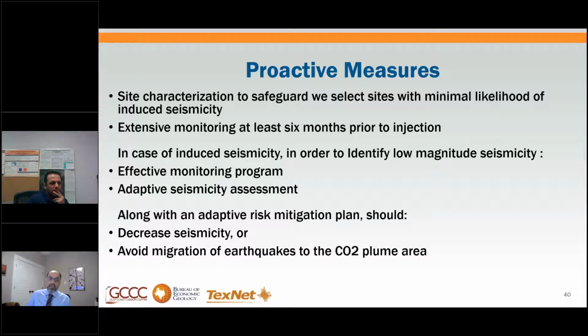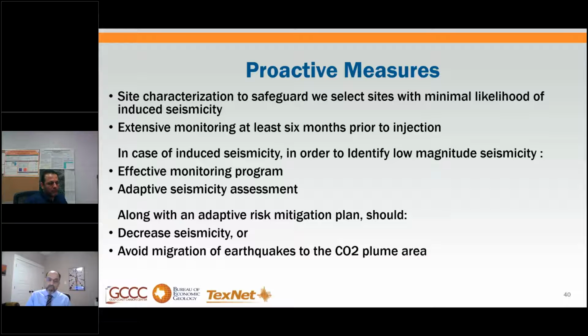Now, the proactive measures one can take is, first of all, site characterization. Select sites with minimal likelihood of induced seismicity, with extensive monitoring at least 6 months prior to the injection. In case you have induced seismicity, and in order to identify the low magnitude seismicity, you have to have an effective monitoring program. You have to make sure that you avoid any local noise that will affect your detectability. And of course, you have to have an adaptive seismicity assessment.